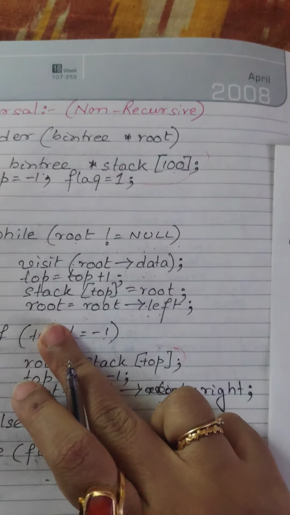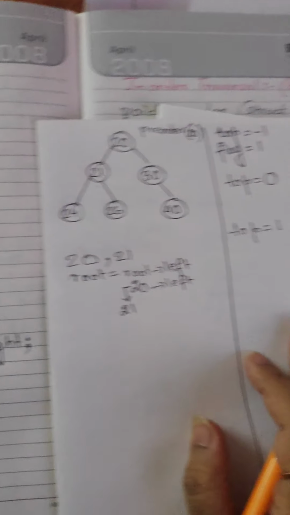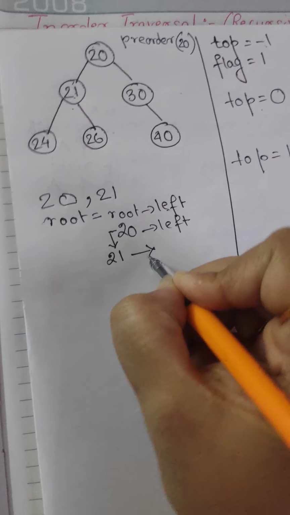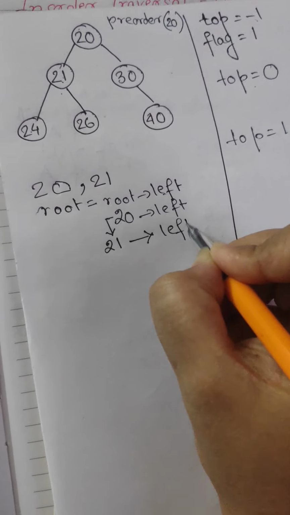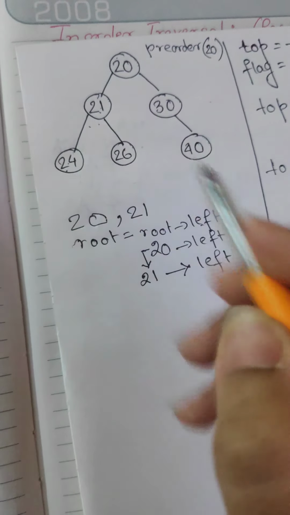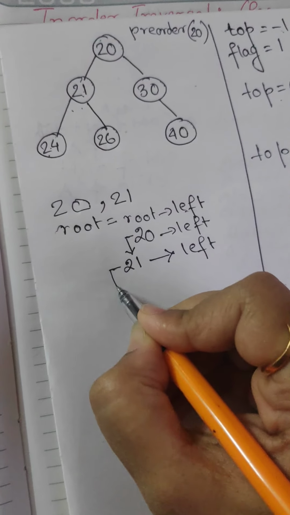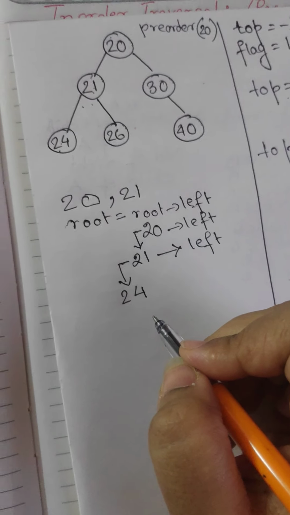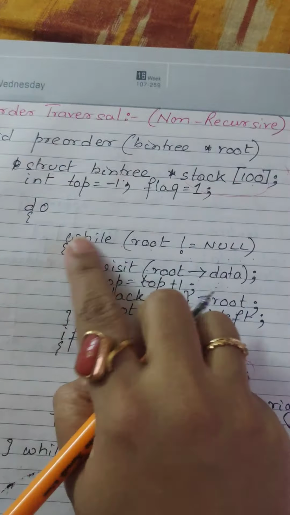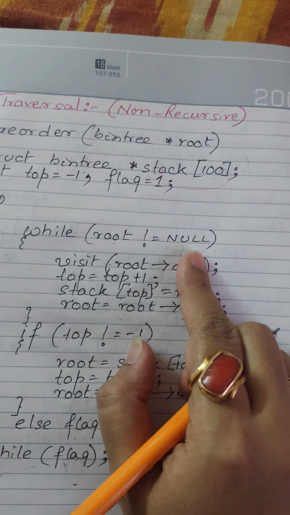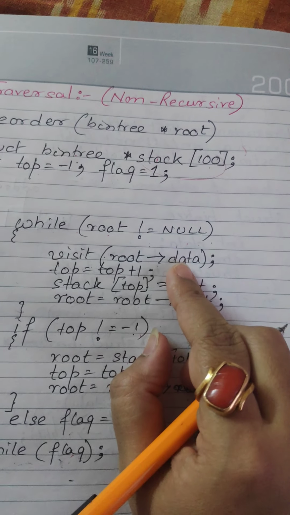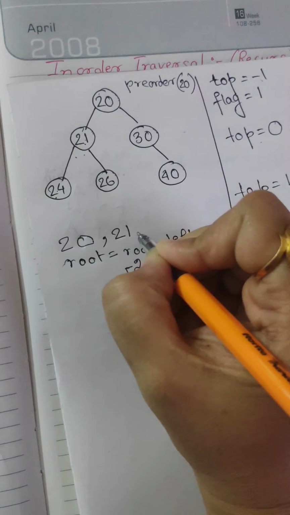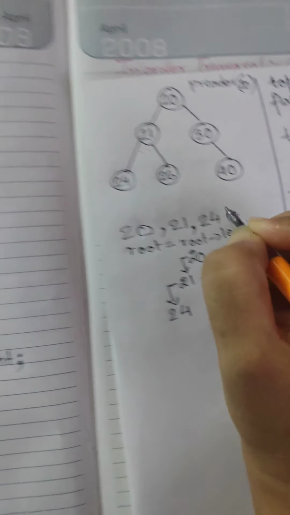Next, root is equals to root left. So when you write root is equals to root left, again you are trying to access 21 left. So 21 left over here is 24. So this gives you 24. Correct? Now, again the loop runs. 24 not equals to null is true. You enter the while condition, visit root data. So again 24 is printed.